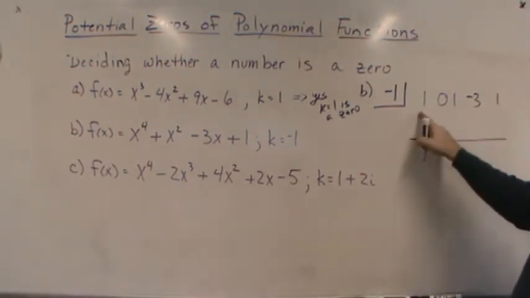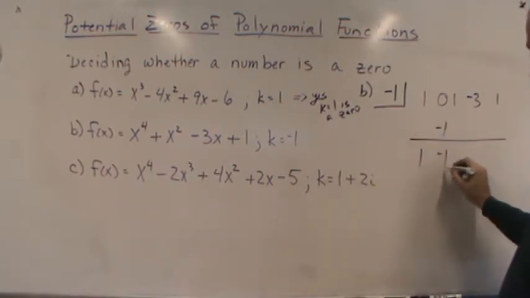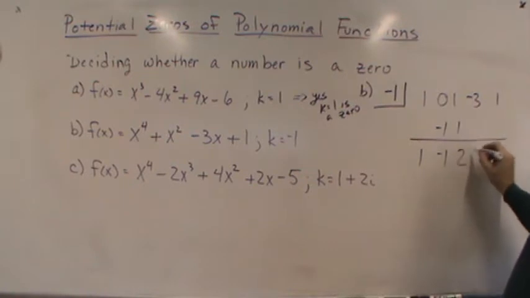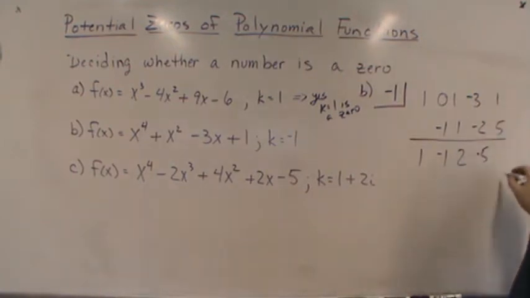So now I'm going to do the same thing. I'm going to drop down. So this is 1, and then -1, -1, 1, 2, -2. Well, we get -5, and we get 5, and we get 6.